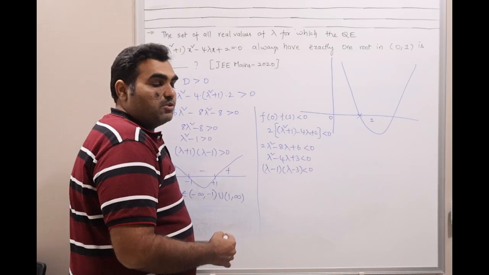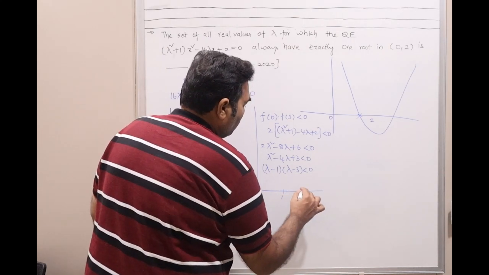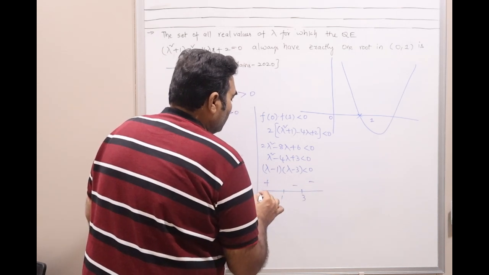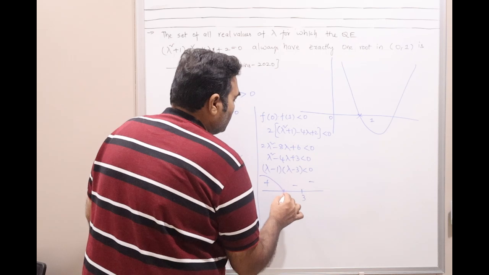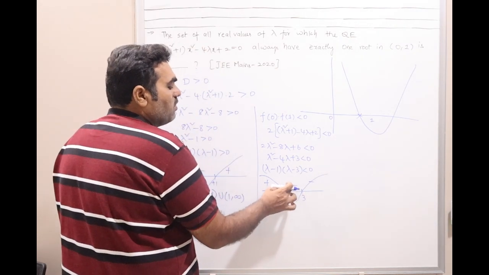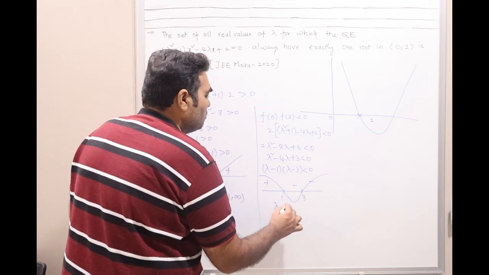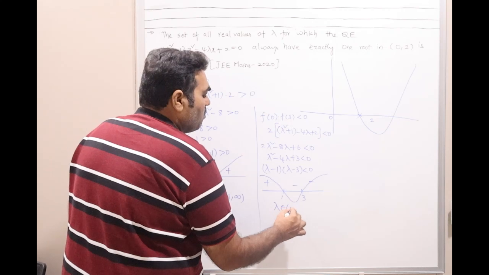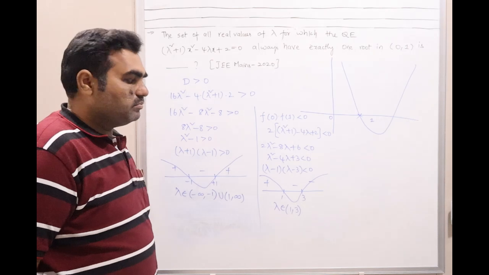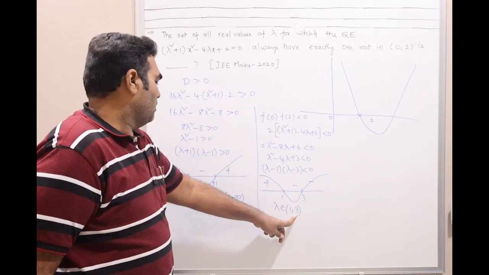Once again we can use the wavy curve. We have 1 and 3, so plus, minus, plus. Here he is asking for less than 0, so we need to consider the negative part. So lambda belongs to, since it is strictly less than, the open interval 1 comma 3.